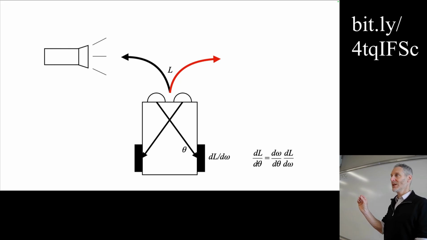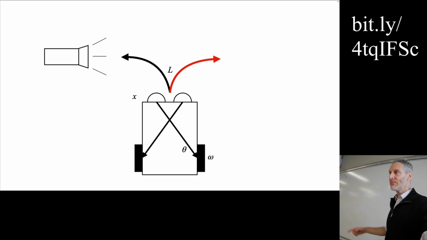I want to make sure I don't lose anyone at this point. Sorry, what was dw again? This is d omega. This omega is the turning speed of the wheel.